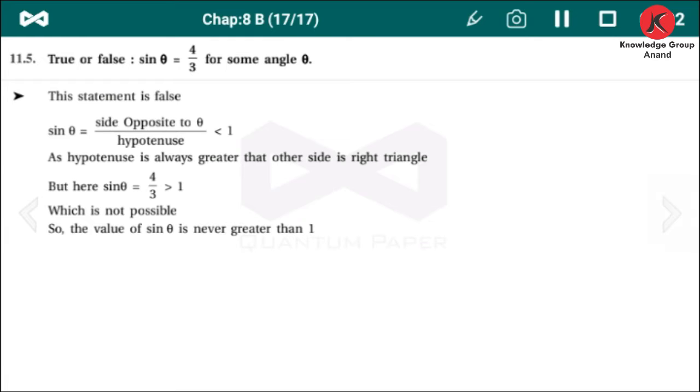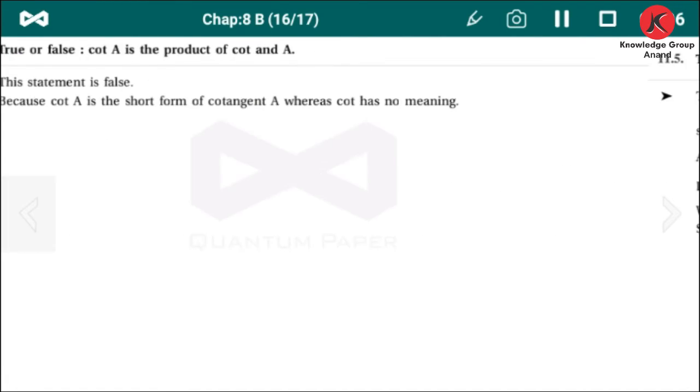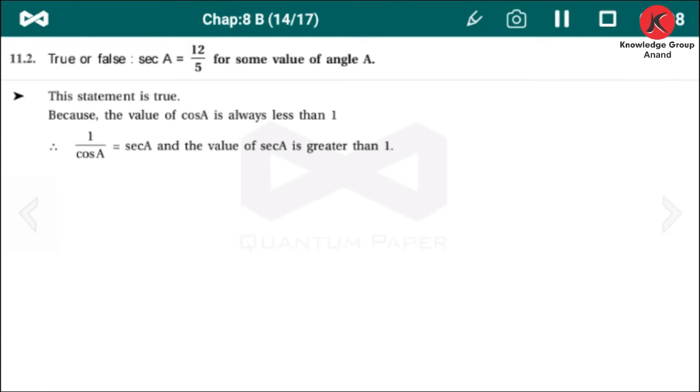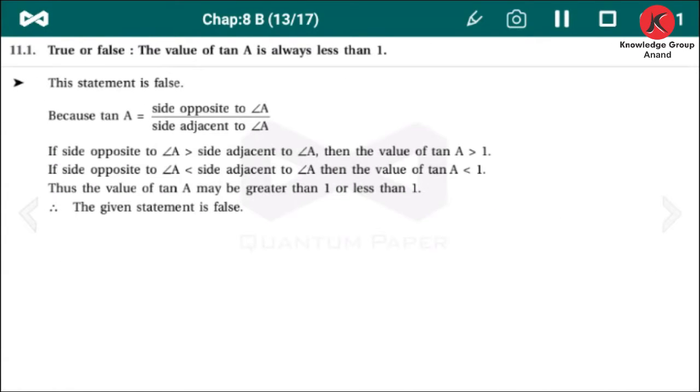The value of sin theta is never greater than 1. Again, the first statement: the value of tan A is always less than 1. No, it is false. Why? Because tan A is sometimes 1, sometimes less than 1 and sometimes greater than 1. It is not always less than 1. Therefore, this statement is false.